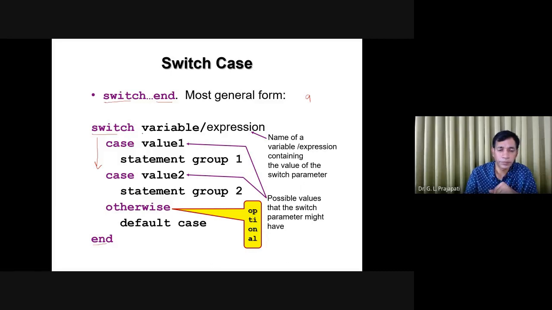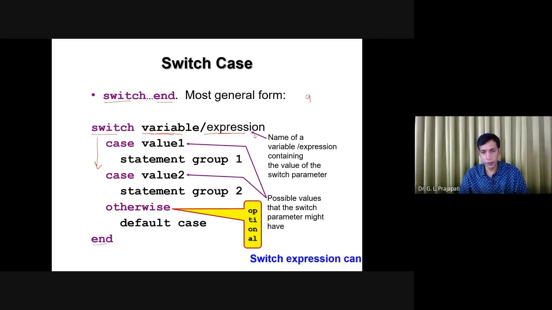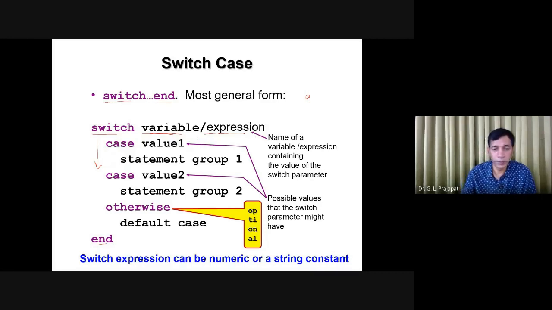Now here you have an expression. The expression can be within the switch. This is one important thing you have to note: the expression must evaluate to some numeric value, or it can have some string constant. So here a vector will not work. Here you should not have the vector. Are you getting? So you should have the numeric value, or you can have some string constant.